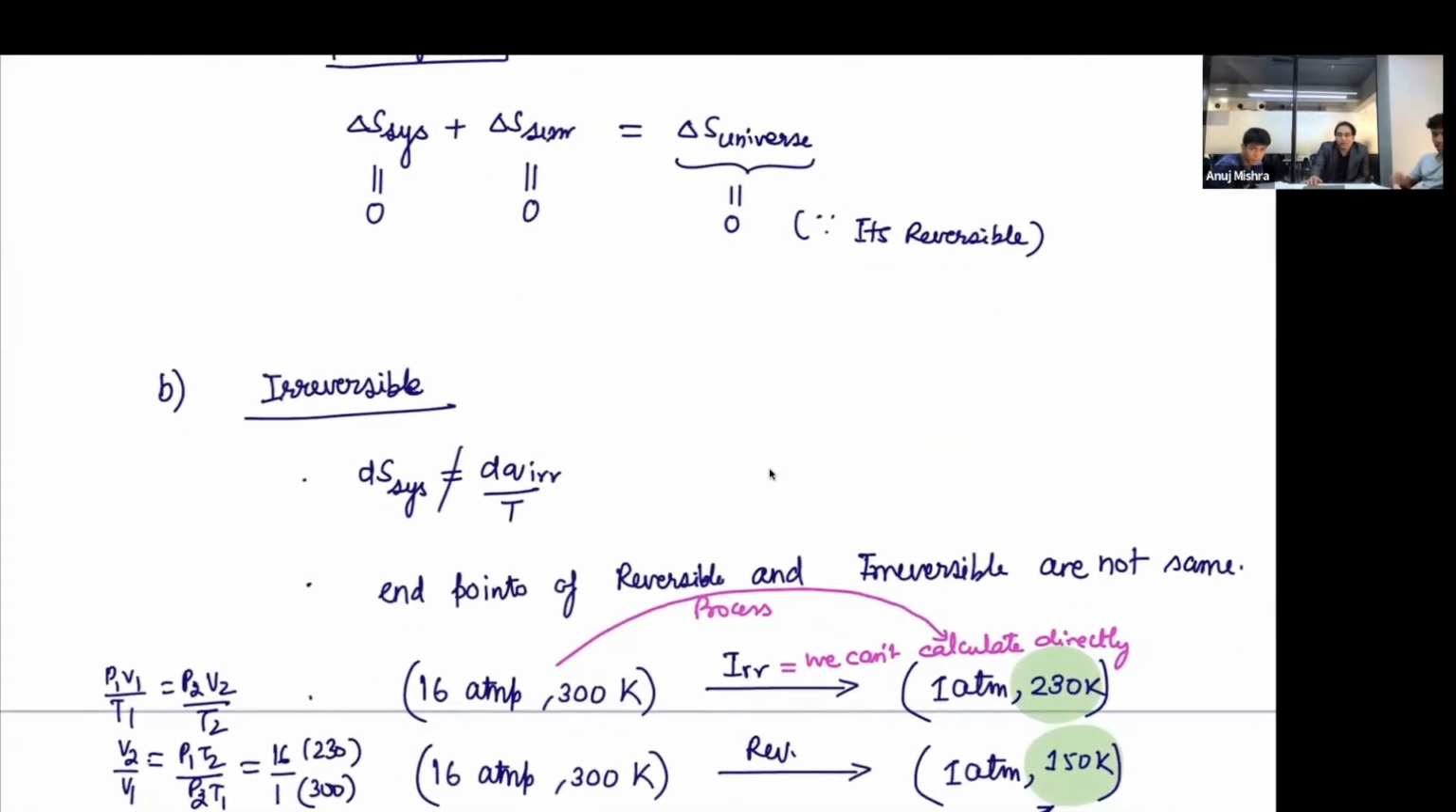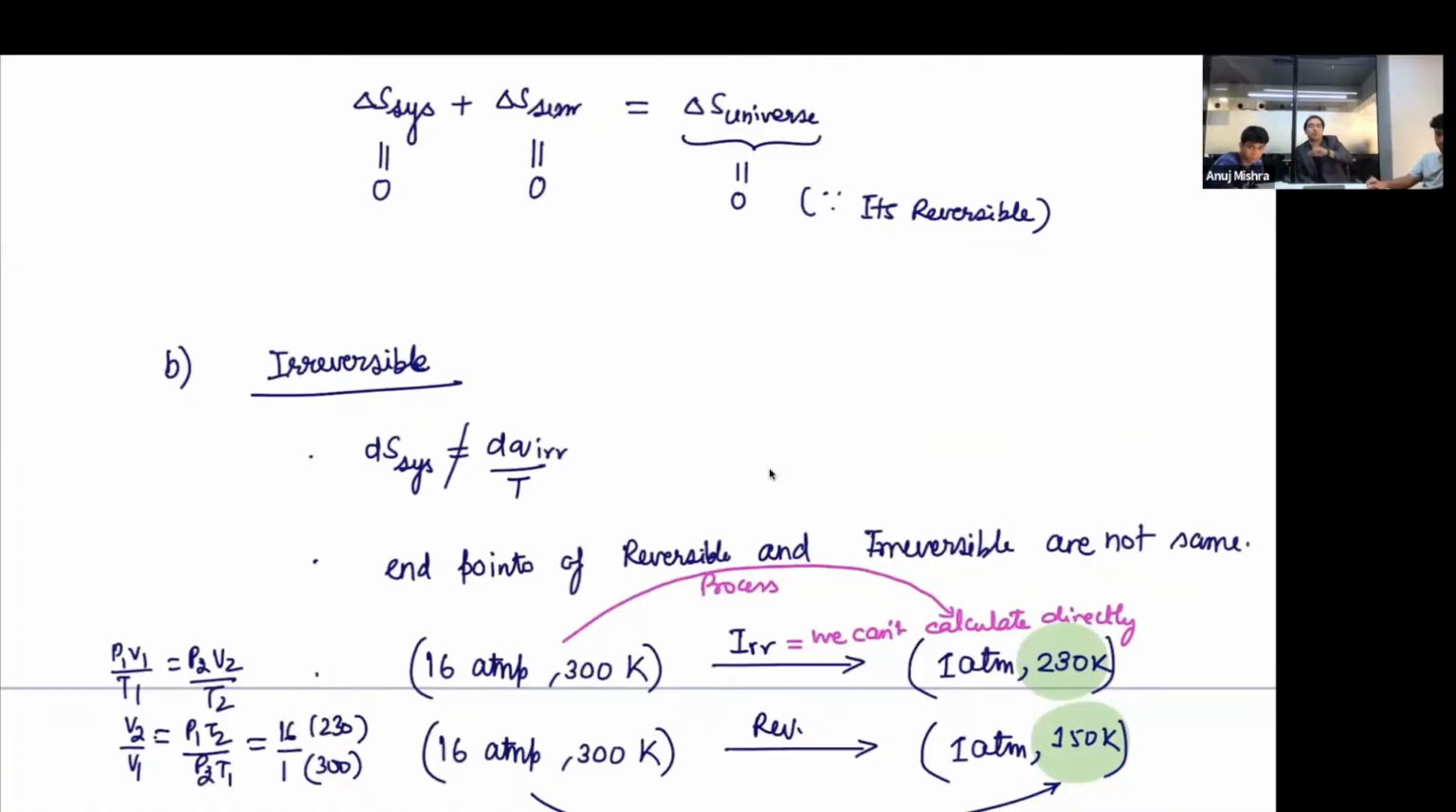Your endpoints are what? 16 atmosphere, 300 Kelvin. You are going to 1 atmosphere, 230 Kelvin. If it is reversible, you are going to 150 Kelvin. If it is irreversible, going to 230 Kelvin, right? We have just solved 230. If we did reversible, what answer would come? 150 Kelvin. Remember? So your endpoints are not the same. If your endpoints were the same, then my answer would have been the same. If you go to 150 Kelvin, your answer would have been 0 in the reversible case. Delta system should have matched, but it was not the same condition. Hence, we cannot say that our delta system will match.